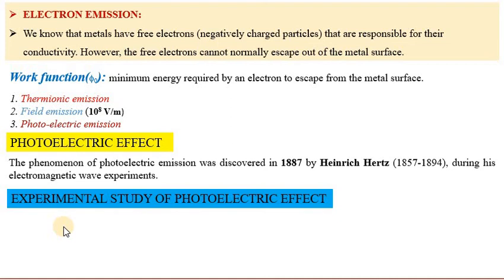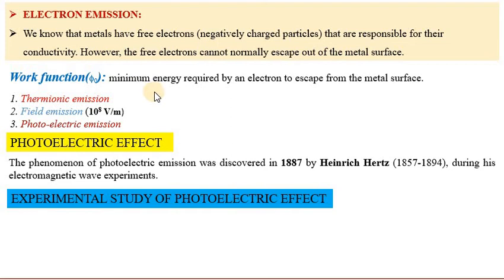Let me now explain what the work function is. Work function is the minimum energy required by an electron to escape from the metal surface. So work function means how much energy is required to make an electron escape from the metal surface. This is the intrinsic property of the material; for each and every metal this value is different, and those materials that have a very low value of work function show the photoelectric effect.